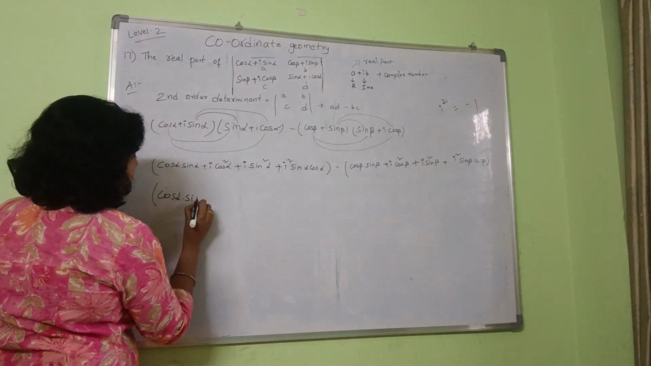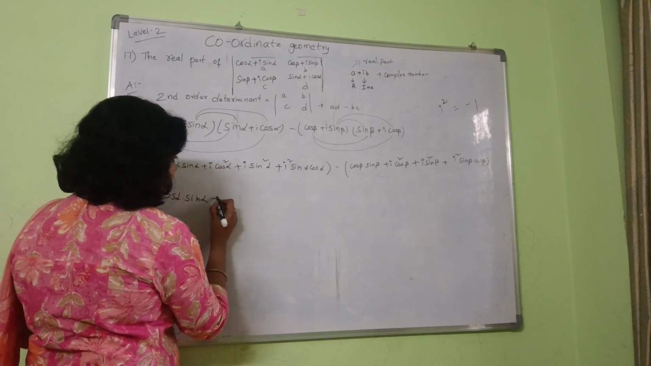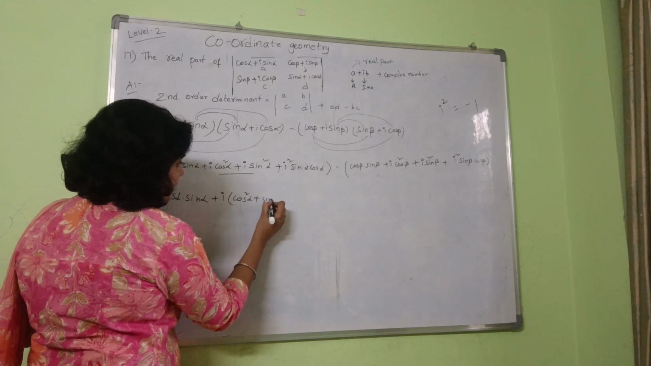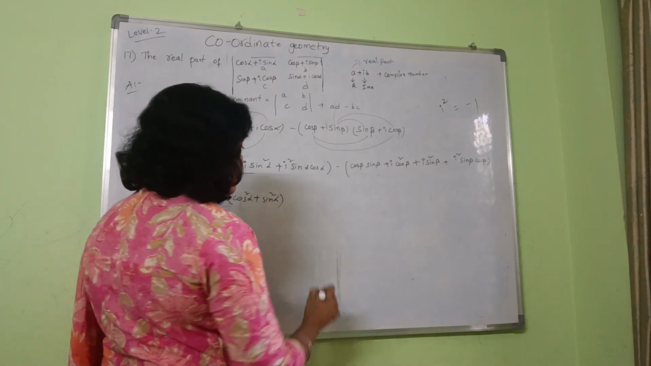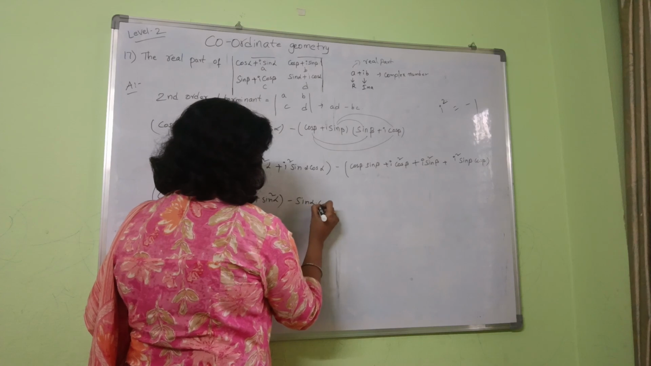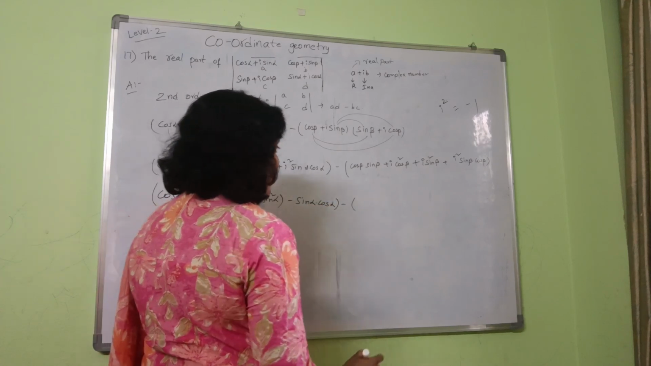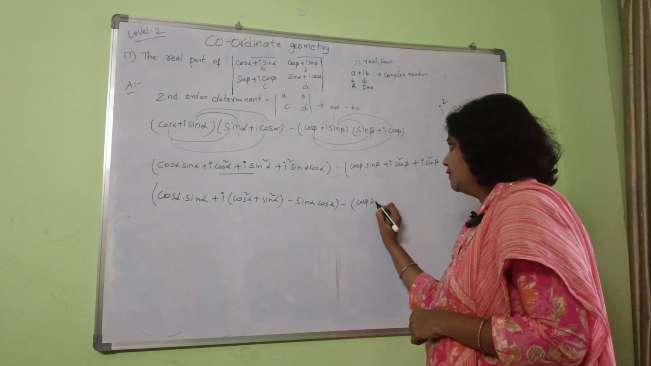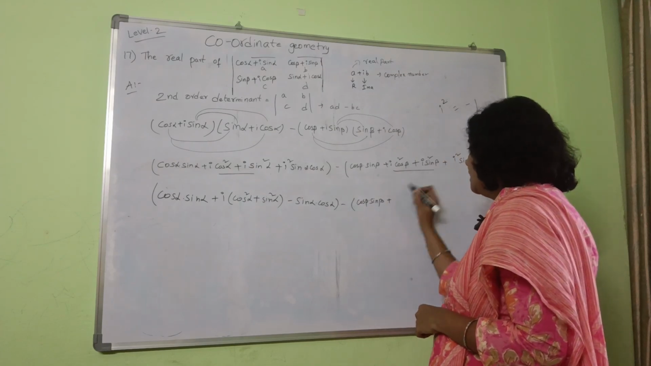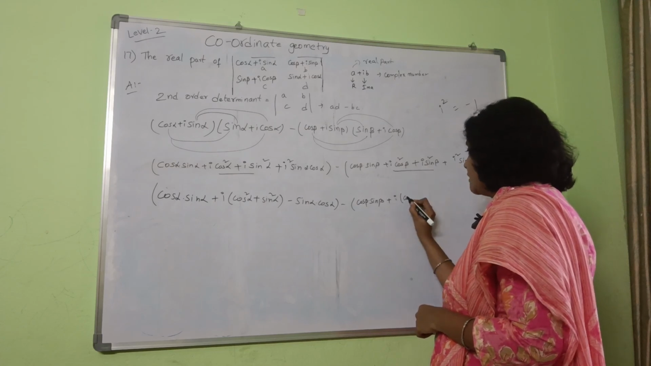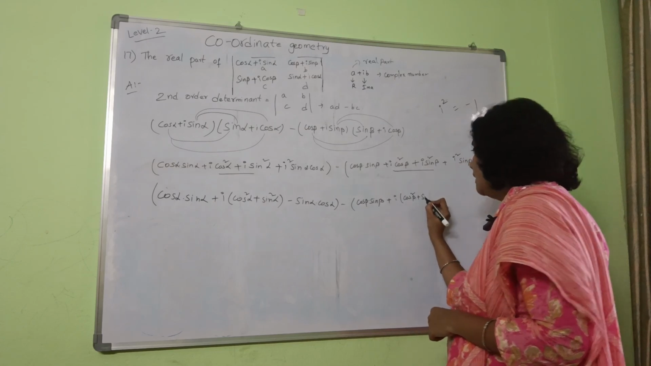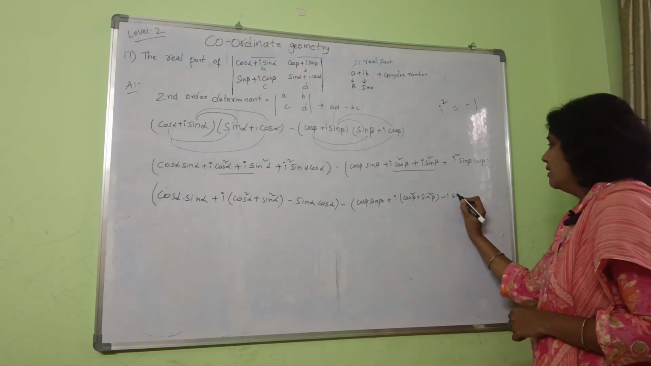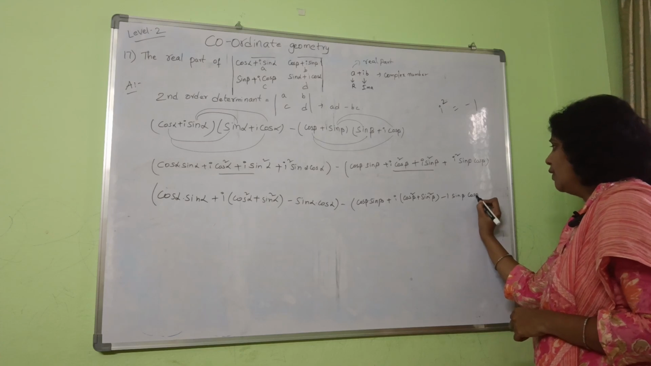Cos alpha into sin alpha, plus, taking I common in these both terms, I times cos square alpha plus sin square alpha, plus I square, which is minus 1, sin alpha into cos alpha, minus, again cos beta into sin beta, and taking I common in these both terms, what is left is cos square beta plus sin square beta, plus the value of I square we got, minus 1, so minus sin beta into cos beta.